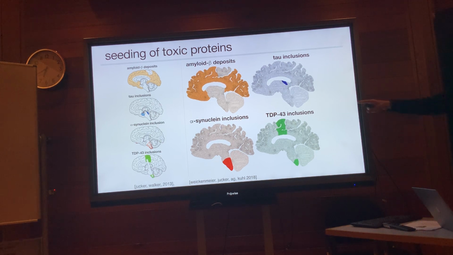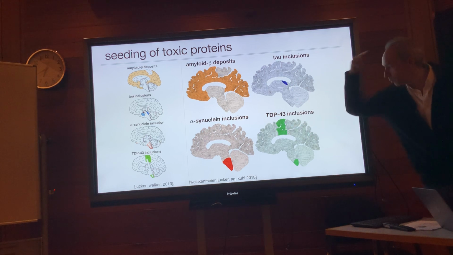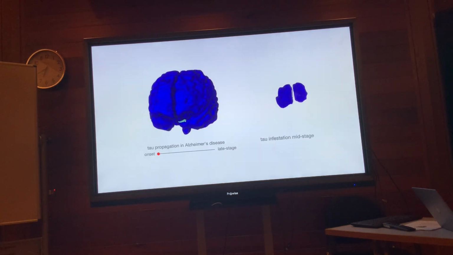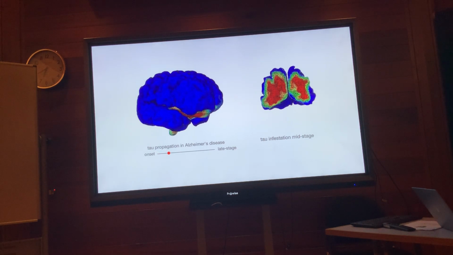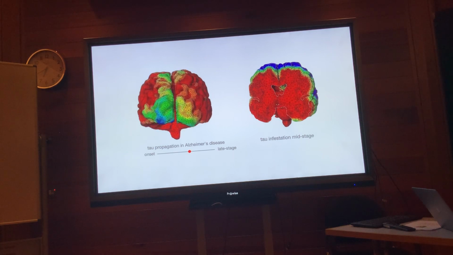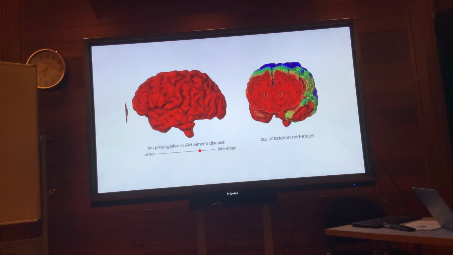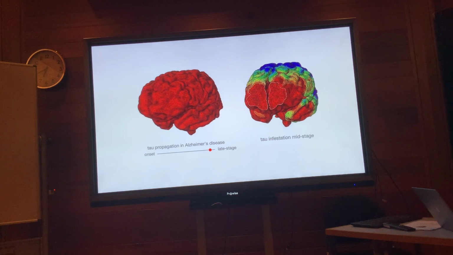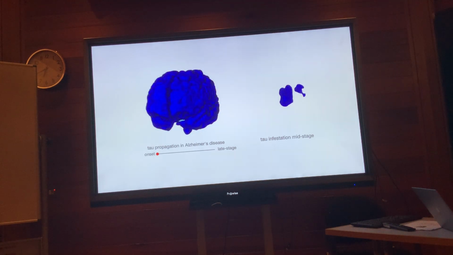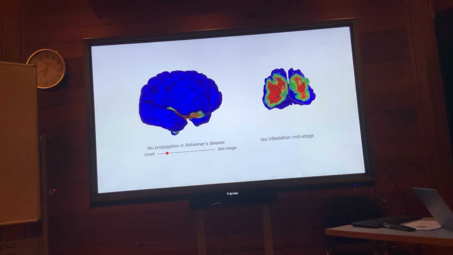Tau inclusion starts around here, TDP in the parietal lobe, alpha-synuclein for Parkinson's in the brain stem, and so on. And amyloid beta is very diffuse. So this is, for instance, a 3D simulation of the evolution of the disease. If you run it using finite elements, you see that red is bad, of course, blue is very slow. This is at mid-stage when you see the whole profile, and that's in time. Let's go back and see it again, because it's kind of cool.